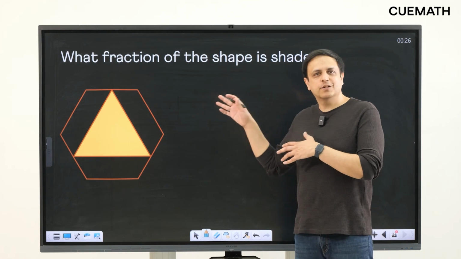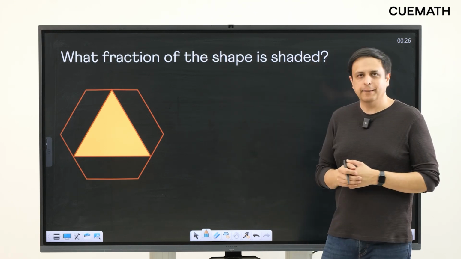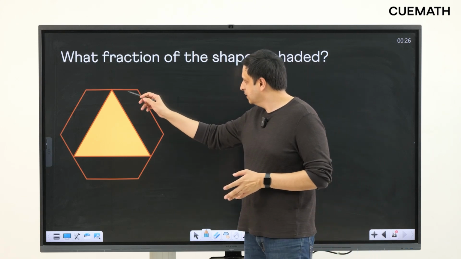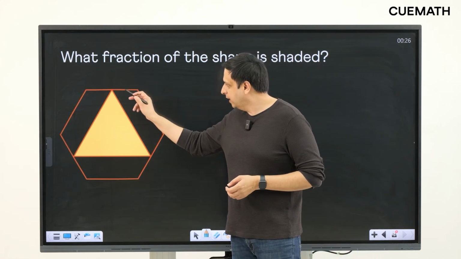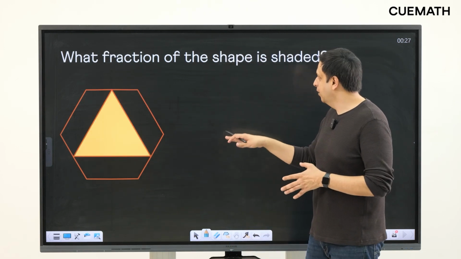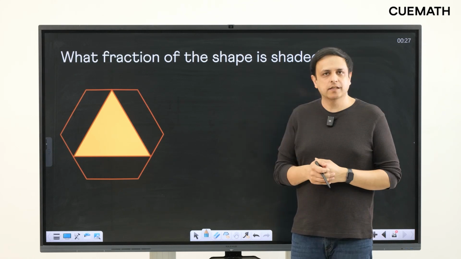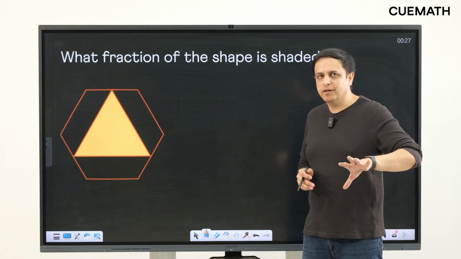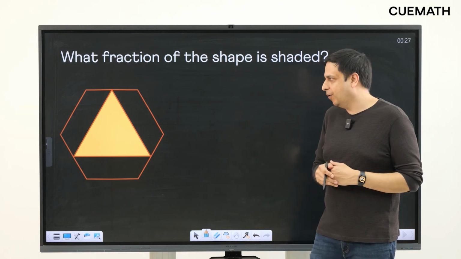Now here's the last question of this lesson. What fraction of the shape is shaded? So we have this whole here, which is a hexagon, and some part of that hexagon, which is this triangle inside, is shaded, and we have to figure out what fraction of the shape is shaded. So this is actually quite a challenging problem. So if you want, you can actually pause the video here and try and figure it out on your own before you see how I do it.